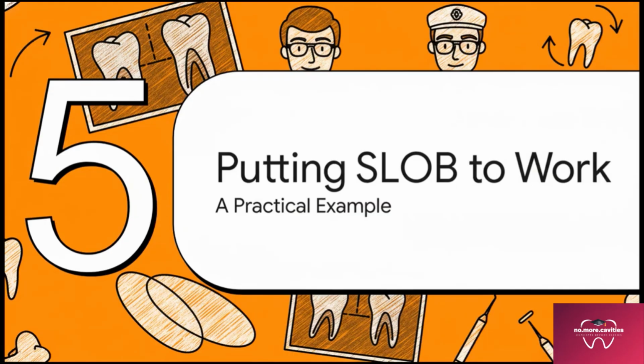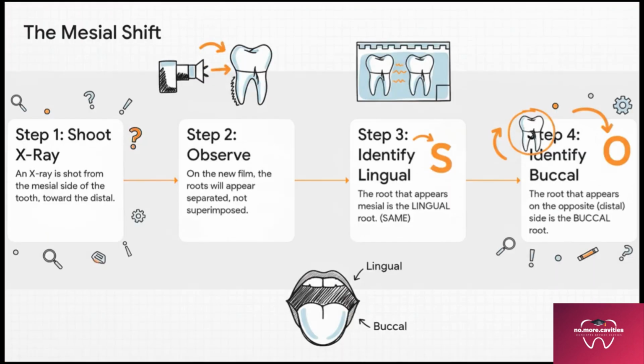Theory is great and all, but let's make this crystal clear. We're going to walk through a real-world example of how a dentist uses the SLOB rule to figure out which root is which when they're overlapping. Okay, let's walk through it. Step 1, you take the first x-ray, and the two roots are just stacked, one on top of the other. Can't tell them apart. Step 2, the dentist shifts the x-ray tube just a bit towards the front of the mouth, that's the mesial side, and takes a second shot. Now look, the roots have separated on the image.